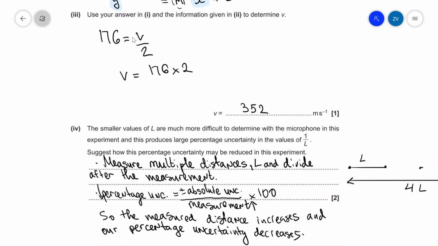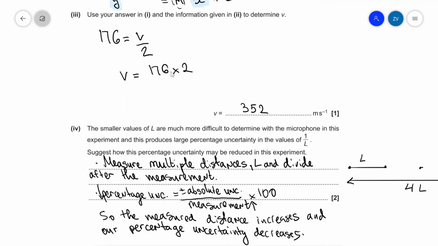Part 3, use our answer in part 2 and the information given to determine v. Well, we found our gradient to be 176, and in the previous part we said that this is equal to v over 2, where v is the speed of sound.